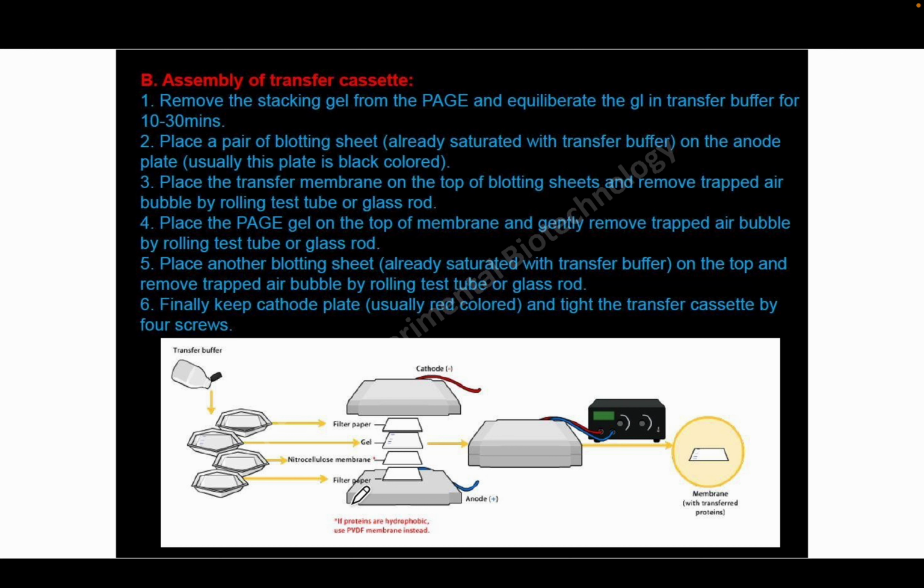Assembly of the transfer cassette. The transfer cassette assembly we also discussed. So you have the filter paper, nitrocellulose membrane, gel, and filter paper again, all soaked in the transfer buffer. Then you have the cathode and anode, and you add it to the electrophoresis chamber. And then what will happen is that from the gel the protein will go to the blot.